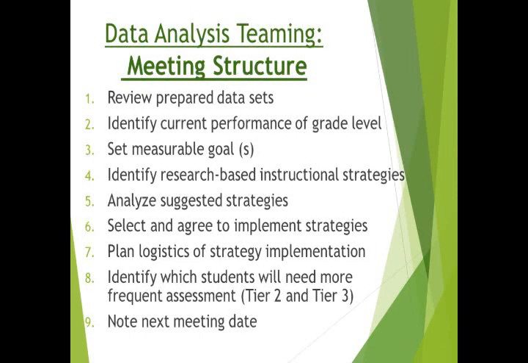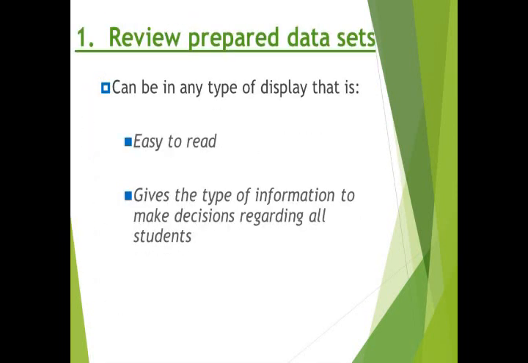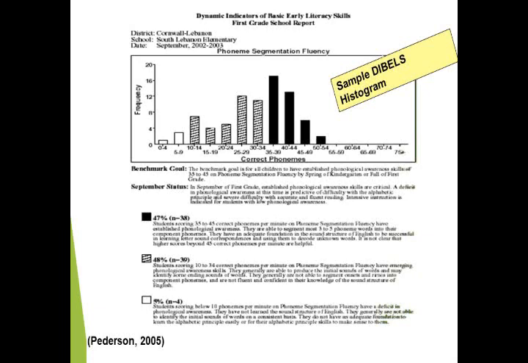So when we speak to reviewing prepared data sets, they can be any type of display that's easy to read and that's going to give the type of information to make decisions regarding all students. So here's an example. It's called a histogram. Right? So for Tier 1, an intervention record, we might use this for a SIRF form, and we're going to take the data, record this on our SIRF form, okay? So we'll look at our data and our SIRF form at the same time when we're in our meeting. So what does a SIRF form look like?